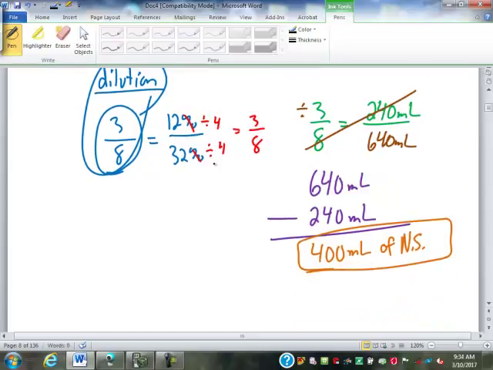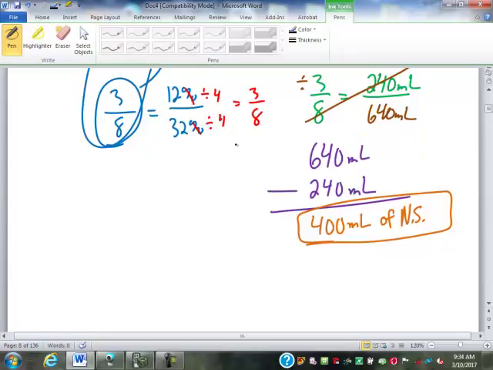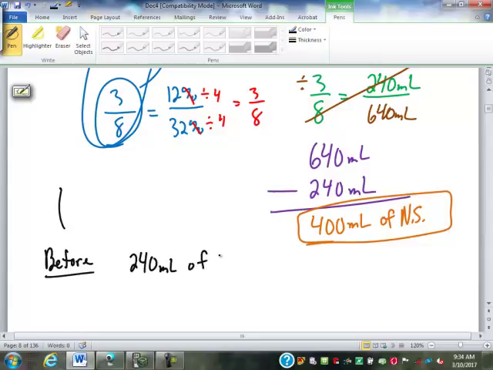So you can see that ratio of percents of concentrations is equal to the dilution ratio. And that's very powerful. Now there is a shortcut for doing this. Looking at this problem here, before we did the dilution, we had 240 milliliters of 12% solution.